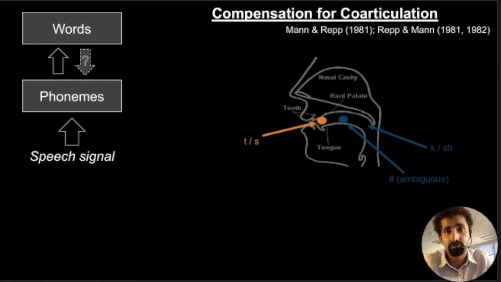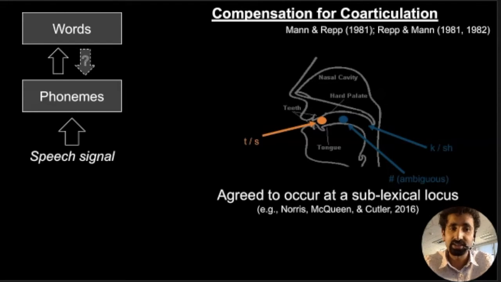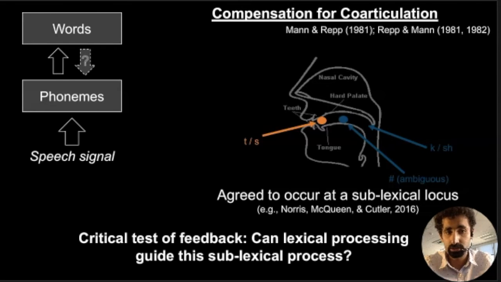In the early 1980s, Mann and Repp demonstrated that listeners are able to compensate for this coarticulation, and they recognized that the ambiguous sound was likely intended to be a sound with a back place of articulation. Now, I'll note that this process can also be described through a general auditory framework, so it doesn't rely on a listener necessarily appealing to their knowledge of the motor implementations for each of these sounds. For our purposes, that specific aspect of the mechanism doesn't matter greatly, but what does matter greatly is that this phenomenon is agreed to occur at a sub-lexical level of processing. And so the diagnostic test of whether to include feedback should be to test if lexical knowledge can influence how a sub-lexical process unfolds, and therefore, in order to establish whether there are top-down influences of the lexicon, we should test if lexical knowledge can mediate the process of compensation for coarticulation.